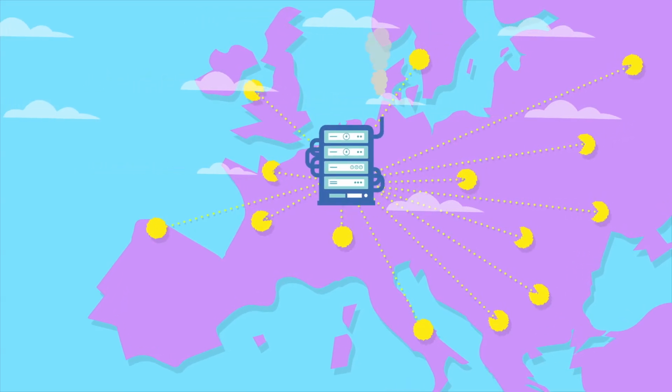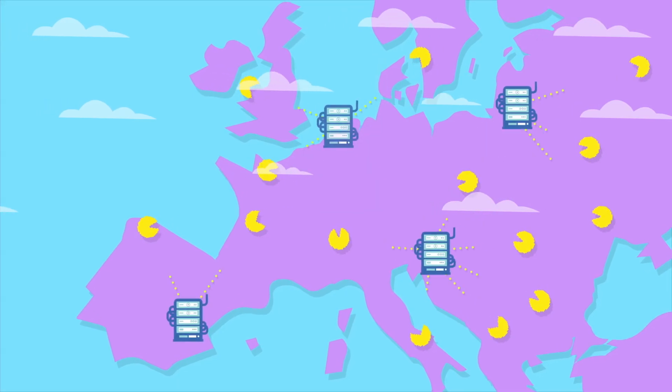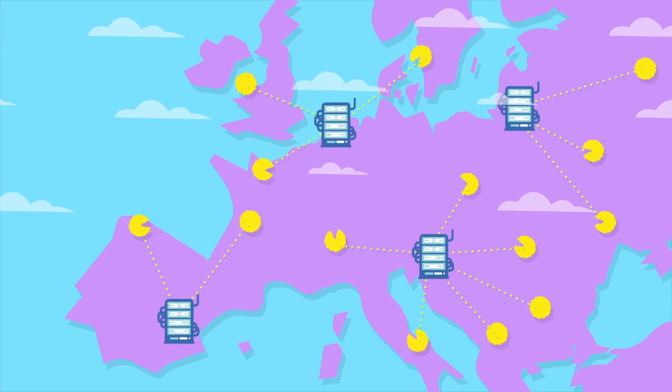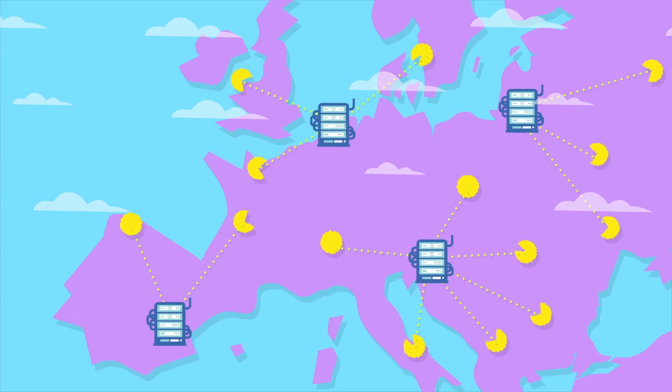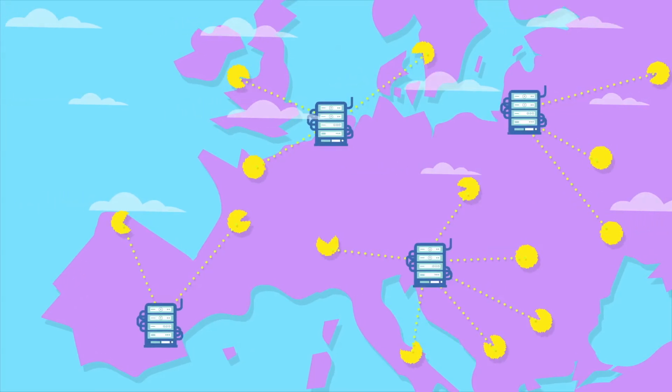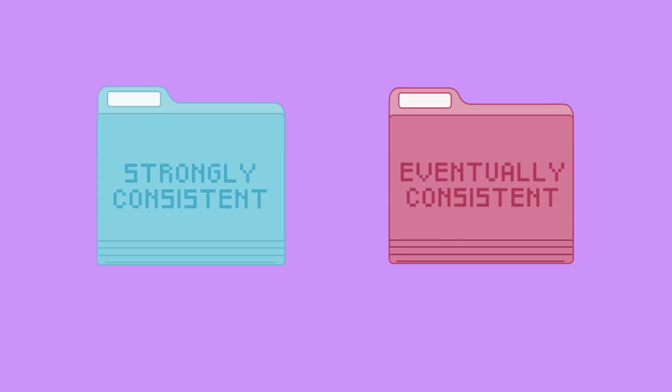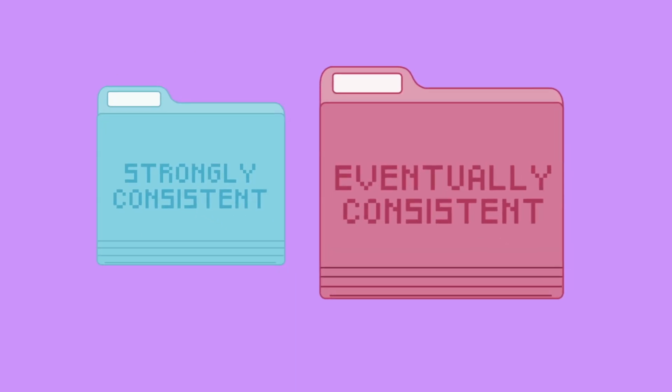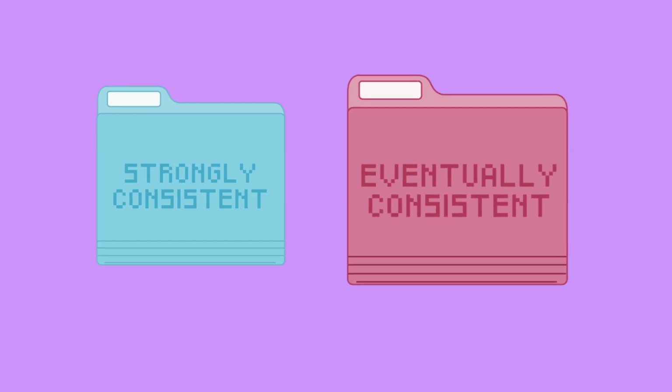A solution is to distribute the database over several geographical locations close to its users. Designing a system that is both available and correct is a major challenge. There are currently two main types of distributed databases: strongly consistent and eventually consistent.